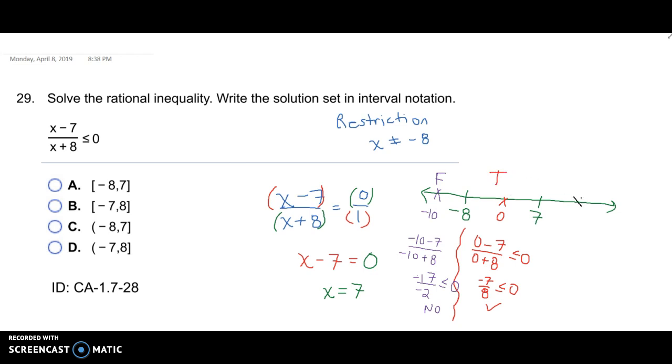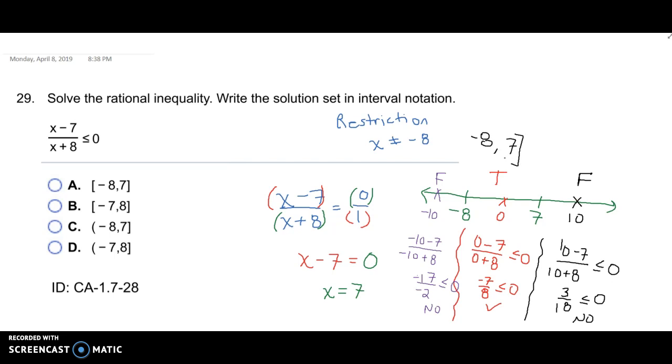Over here, I need to pick a number bigger than 7. I'm going to pick 10. 10 minus 7 over 10 plus 8, less than or equal to 0. 10 minus 7 is 3 over 18. That is positive, which is not less than 0, so that's not true. That is false. So our answer is between negative 8 and 7.